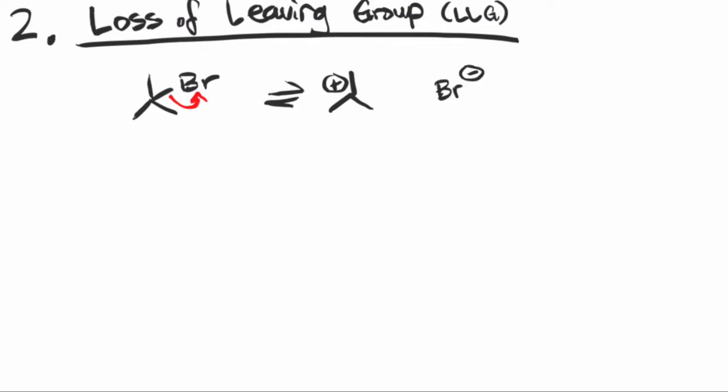In this example, the arrow starts from a carbon-bromine bond and ends on a bromine atom. So the electrons from the carbon-bromine bond are now the electrons on this bromide ion. Okay, let's see another example.